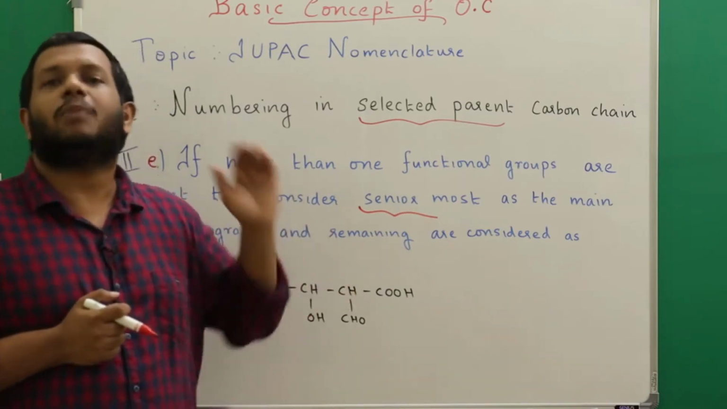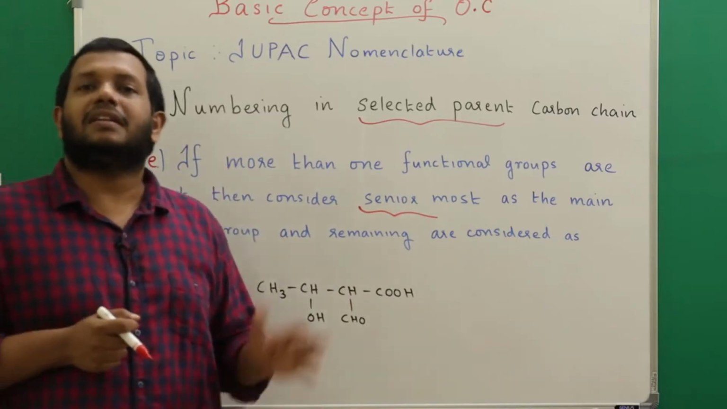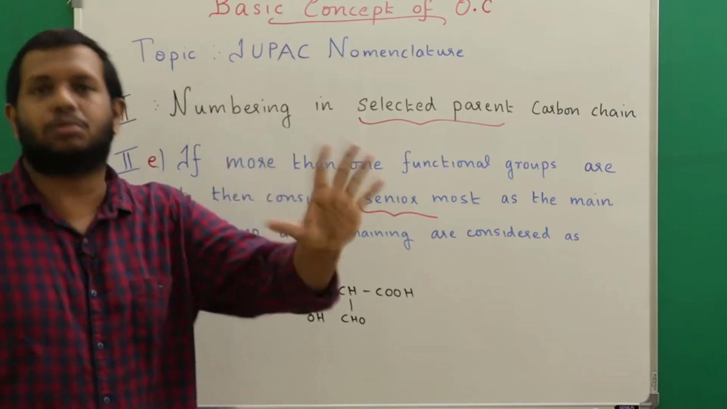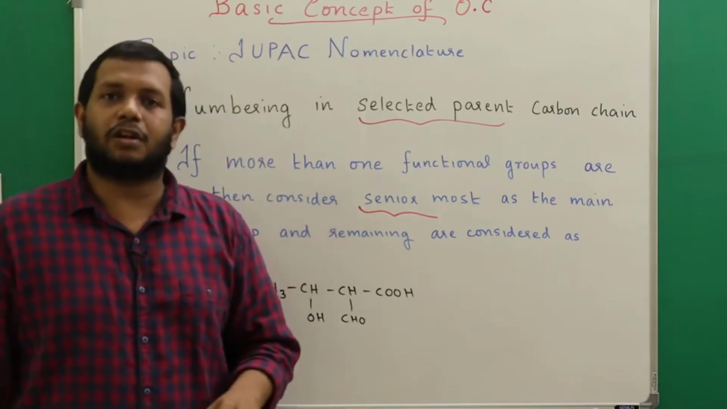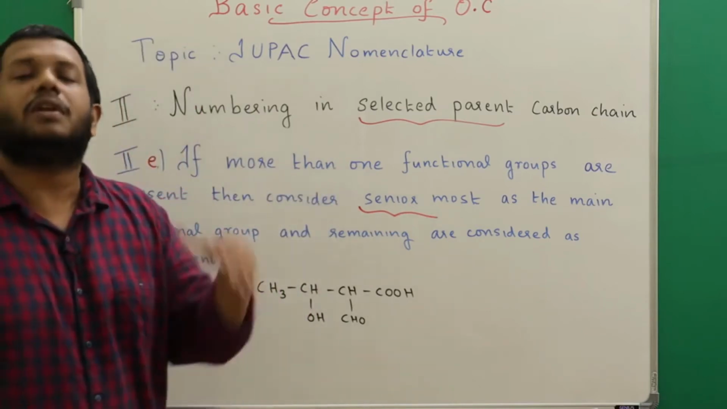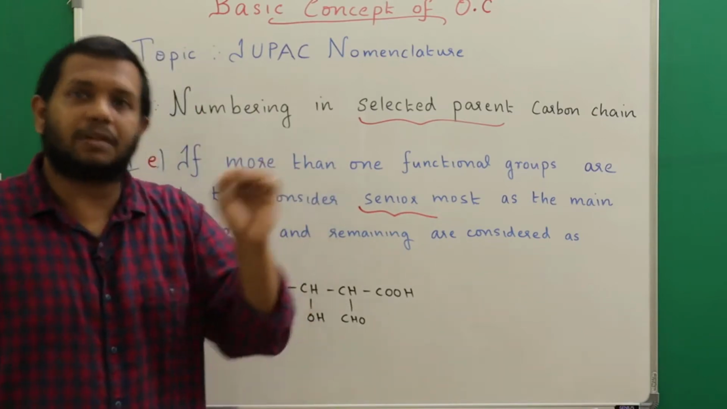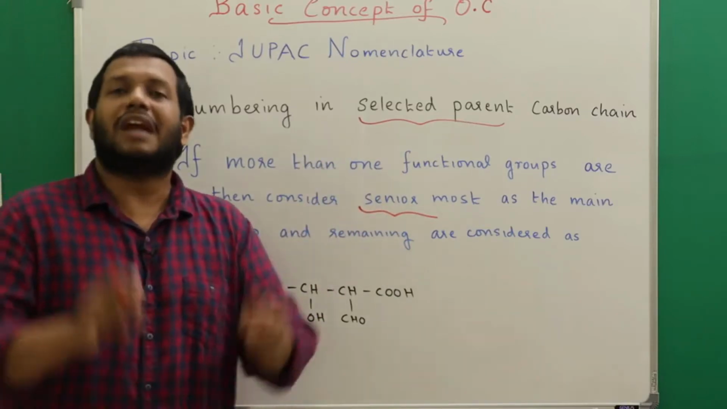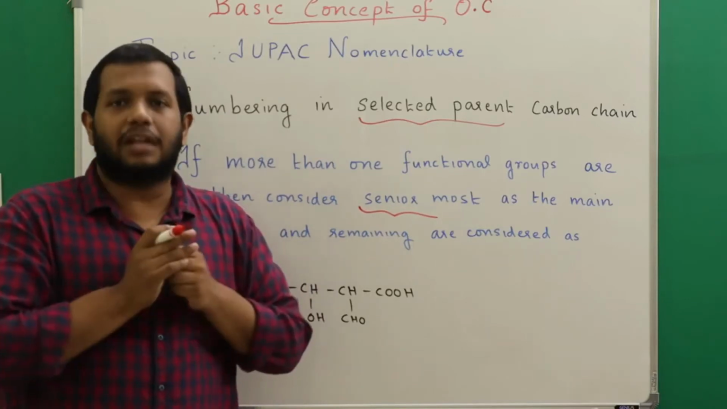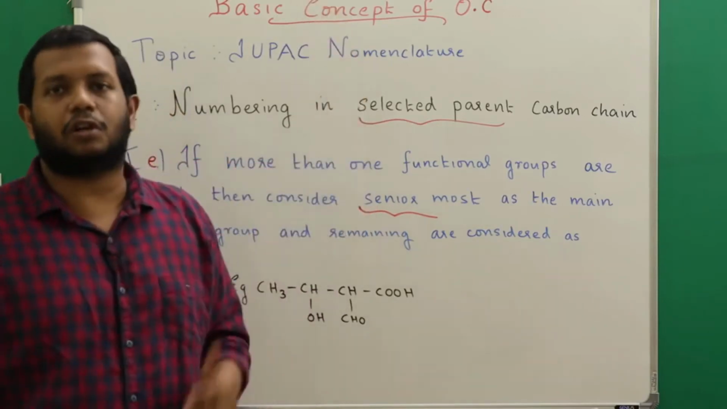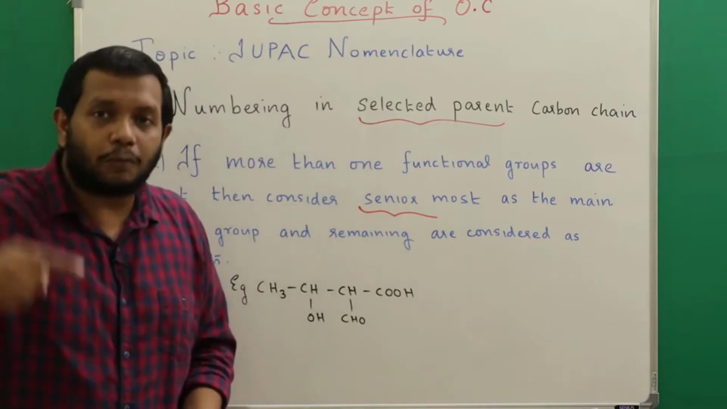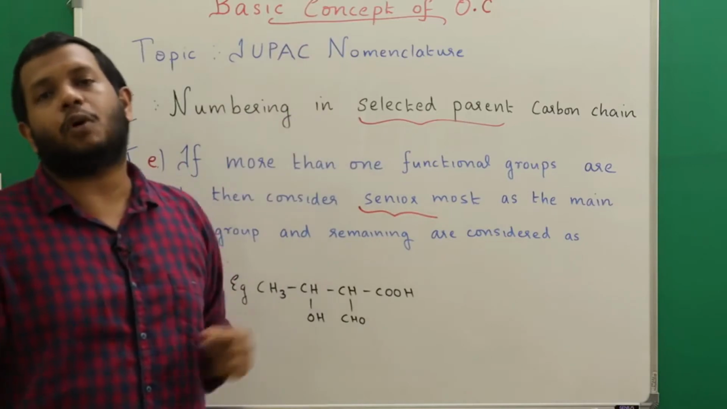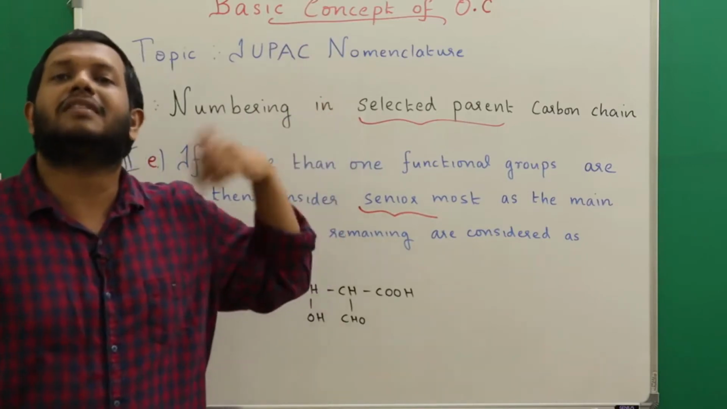Then they are telling that if more than one functional group is present, out of those functional groups, one will behave like the actual functional group. Even though others are functional groups, we will call them substituents. Then the question comes, sir, who is that particular functional group? They are telling, consider the senior most. That means there is a priority table. There we list all the functional groups in decreasing order of priority from up to down, and whoever lies on top in that priority table is considered the senior most.